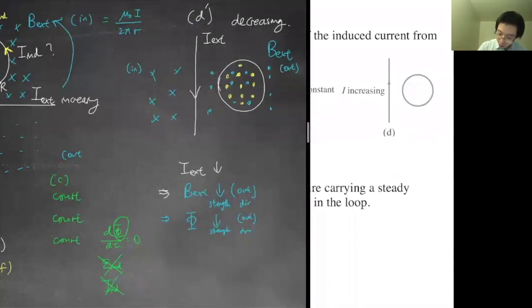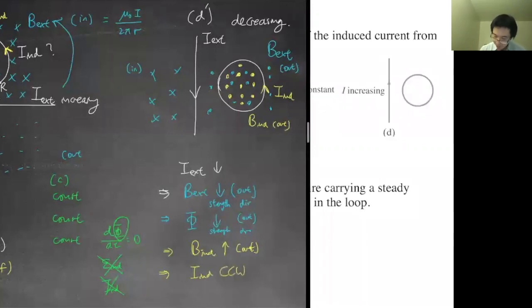Okay. So we want to induce a B field going out like that. So B induced must be going out. Right? Can you tell me which way must the current flow in order to achieve this? So B induced must increase going out. So the I induced must be counterclockwise. Let me check. Yes, very good. So it must be counterclockwise. Okay. So these are sort of the 5 steps you go through. All right. Any questions with this as I move on?